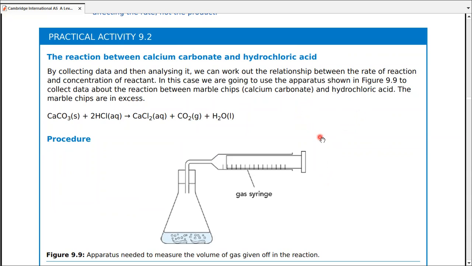Let's move on to practical activity 9.2. Now, the reaction between calcium carbonate and hydrochloric acid is a reaction which produces a gas, and the gas can always be collected in a gas syringe. So, by collecting data and then analyzing it, we can work out the relationship between the rate of reaction and concentration of reactant in this case. In this specific case, we're going to use the apparatus for collection of gases to collect the data about the reaction between marble chips, calcium carbonate, and hydrochloric acid. Remember, the marble chips are in excess.